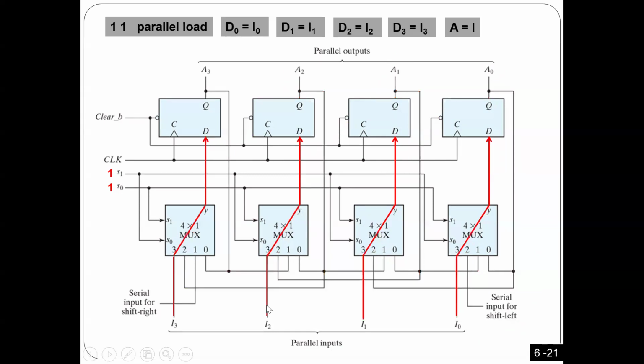Now 1, 1 should be parallel load. You know, because this is a multiplexer. For 1, 1, I'm going to connect input number 3 to the input of each flip-flop. Okay? So I'm going to wire it in such a way to make it parallel load. How can I make that? Very easy. I have a parallel input. I'm going to connect it to number 3, number 3, number 3, number 3. Okay, guys, any questions?